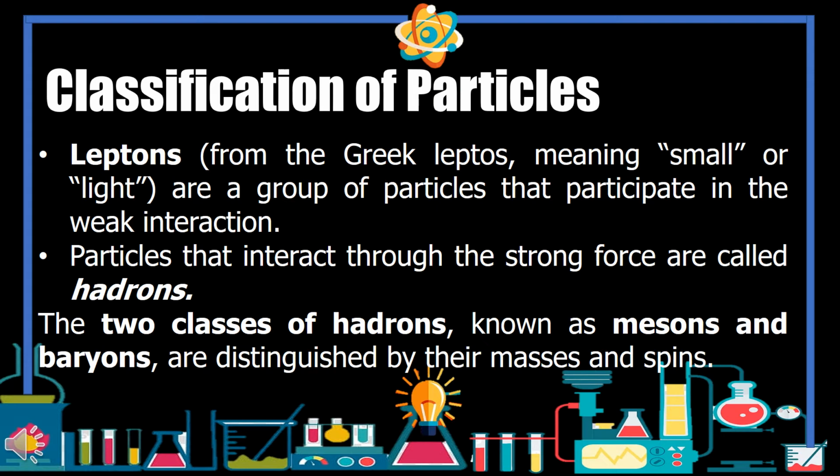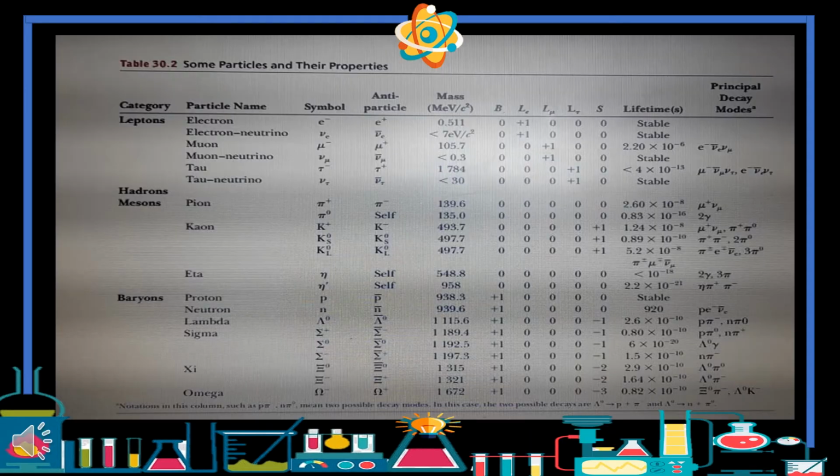Some of the important properties of hadrons are listed in the table here. In the table, all leptons have a spin of 1/2. Included in this group are electrons, muons, and neutrinos, which are all less massive than the lightest hadron.